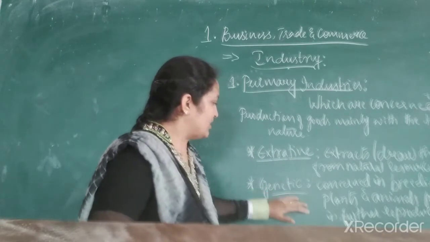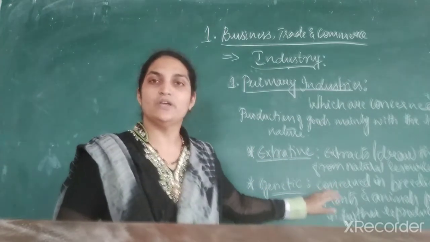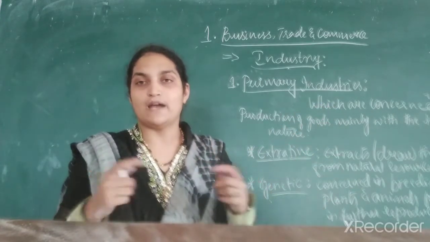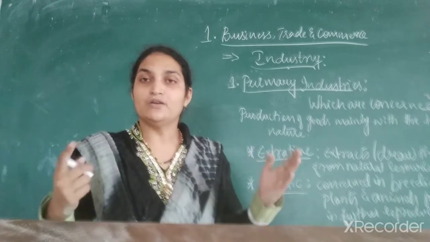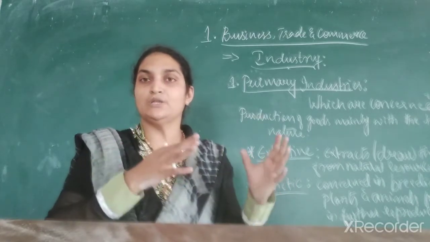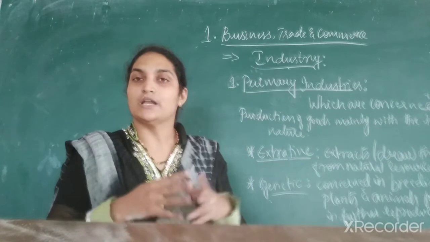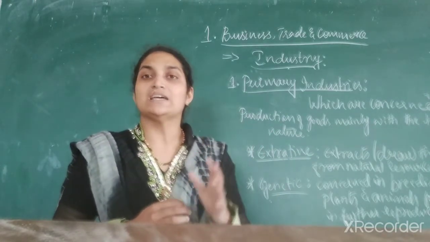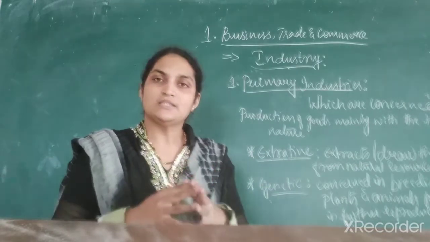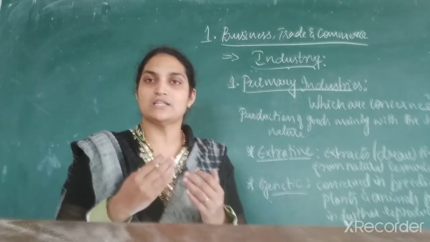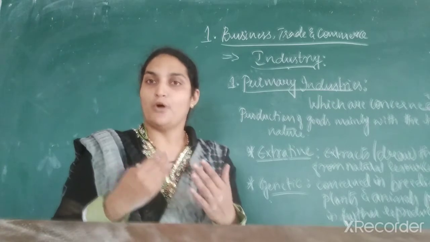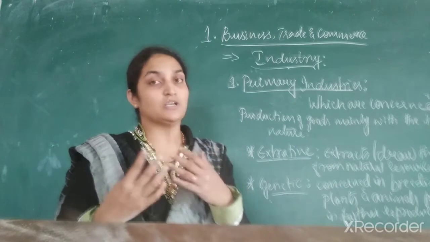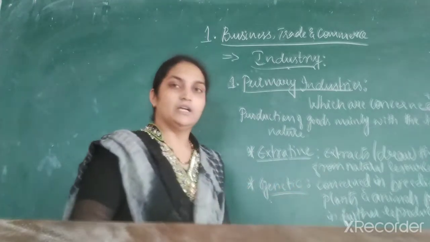Next one is genetic industries, which are engaged in breeding of plants and animals. Breeding of plants and animals is nothing but reproduction activities, reproduction of plants and animals. The best example for this is nursery companies, or you are very much familiar with words like poultry farming, animal husbandry, fish hatchery, that all come under genetic industries.